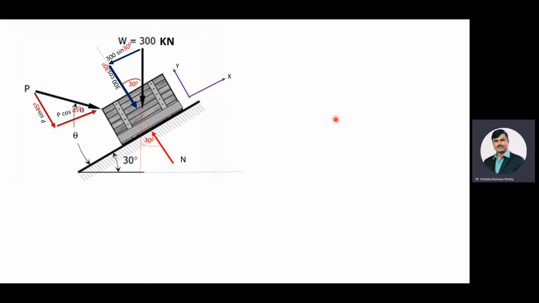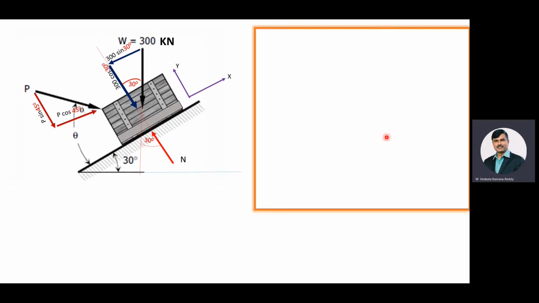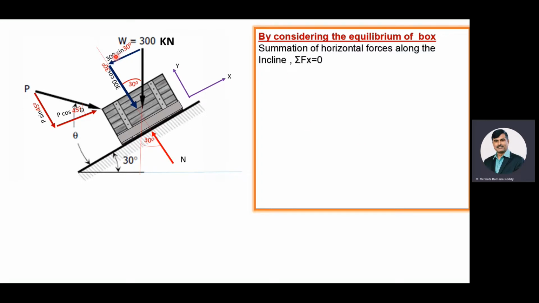Here rightward forces we are considering as positive, leftward forces as negative. Upward forces are positive, downward forces are negative. First we will consider the first condition, that is sigma Fx is equal to 0, the summation of the forces along the incline. Here 300 sin 30 degrees is a leftward direction force, that's why it is negative. P cos 45 degrees is a rightward direction force, that's why it is positive.